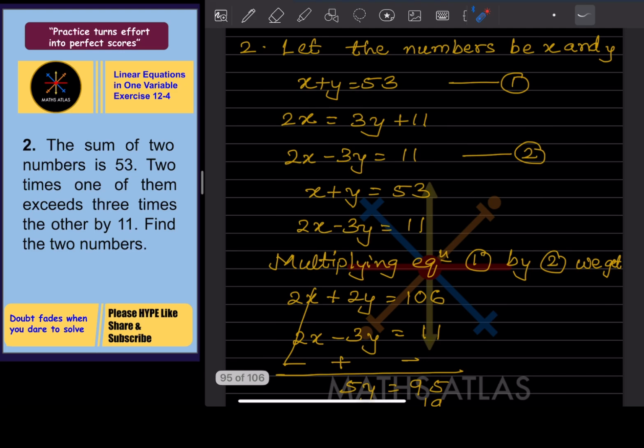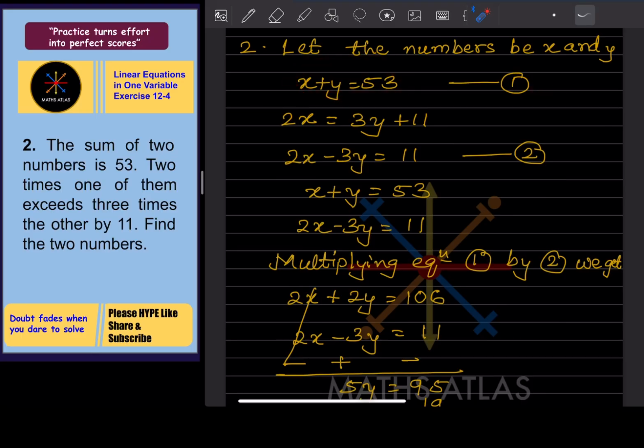So now let us go with the next question here, which is on the left hand side. The sum of two numbers is 53. 2 times one of them exceeds 3 times the other by 11. So you have to find the two numbers. So again here we'll consider the two numbers as x and y. In the first sentence it says the sum of two numbers is 53. So x plus y is 53. This is going to be equation number 1.